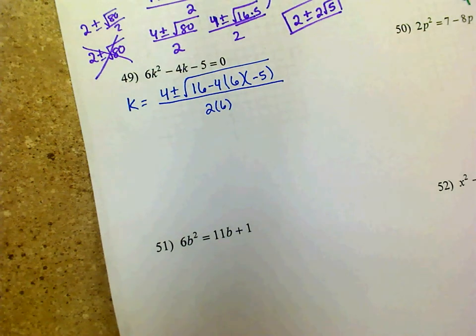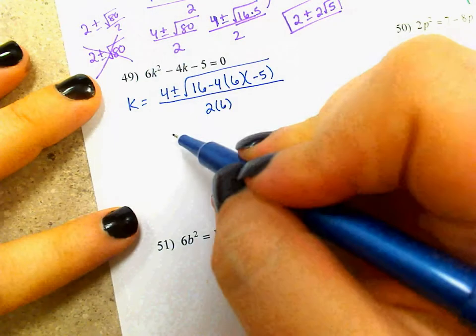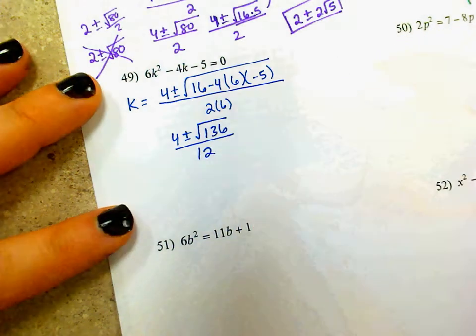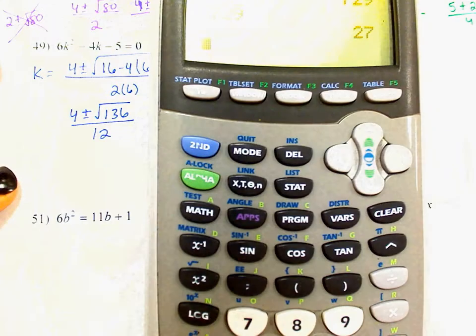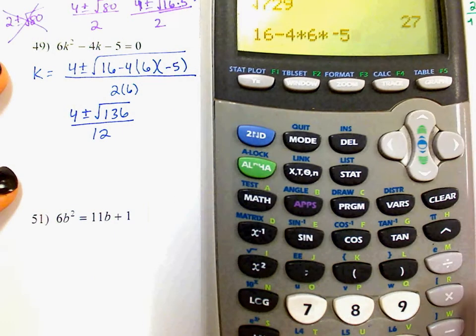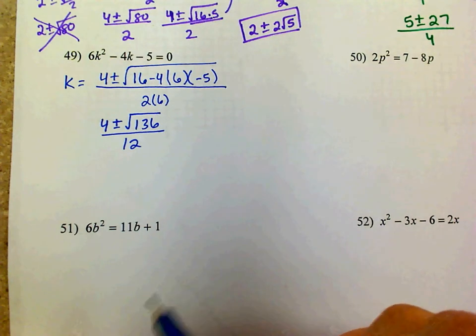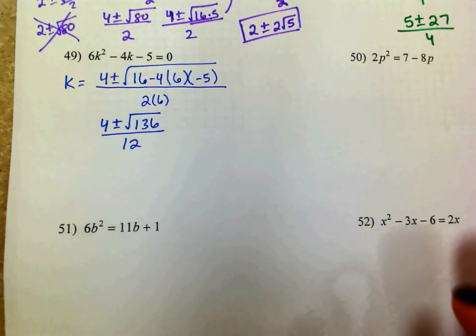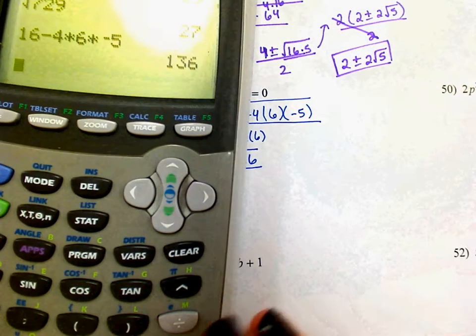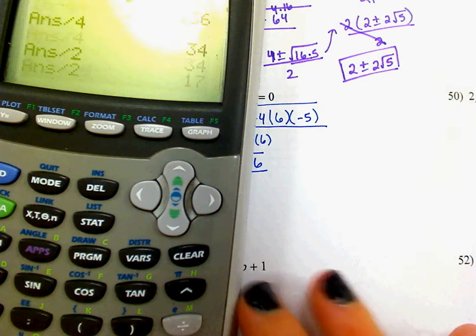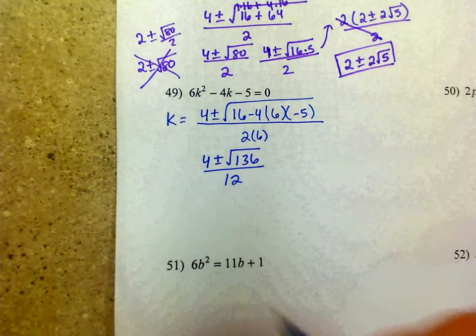To be careful, I'm going to check. 16 minus 4 times 6 times negative 5. Okay. Alright. 136 is not a perfect square, but I have a feeling it does divide by something. So let's just start dividing by perfect squares. Divided by 4 goes into it 34 times. 34 divided by 2 is 17, so that means 136 can be written as 4 times 2 times 17. That's prime, that's the only perfect square, so we're good.